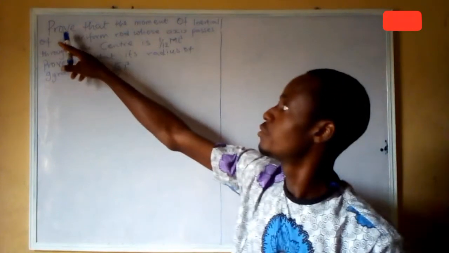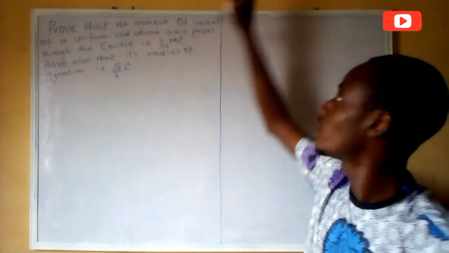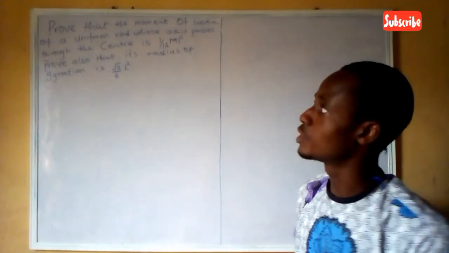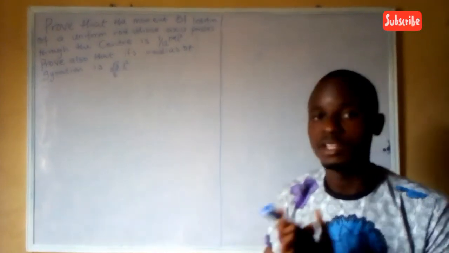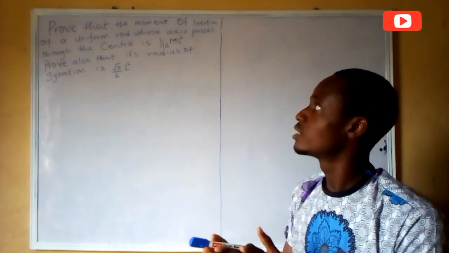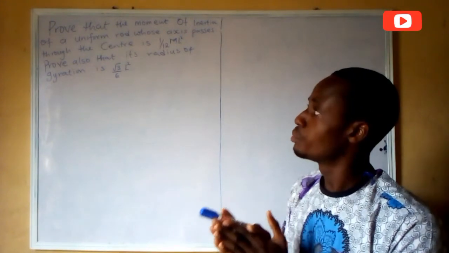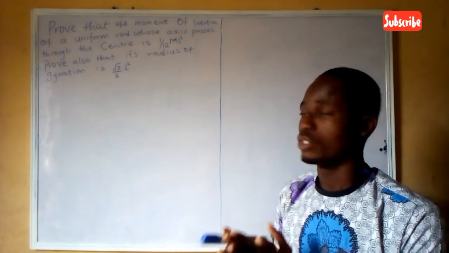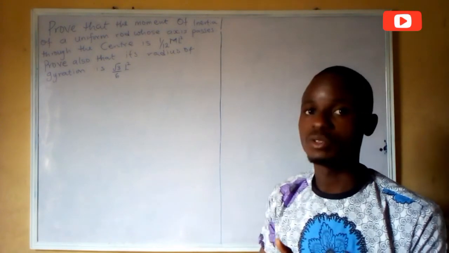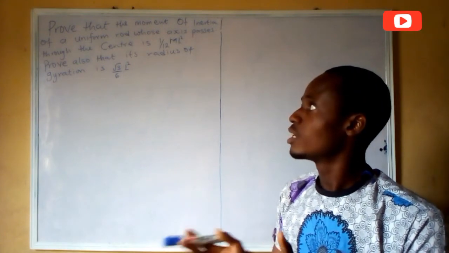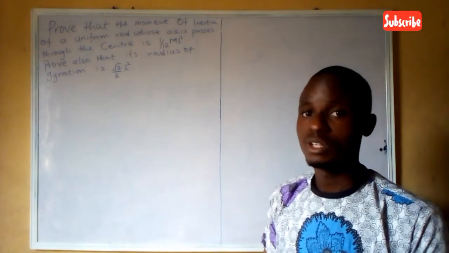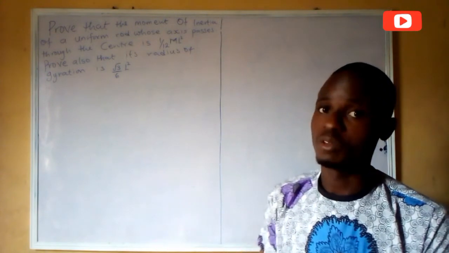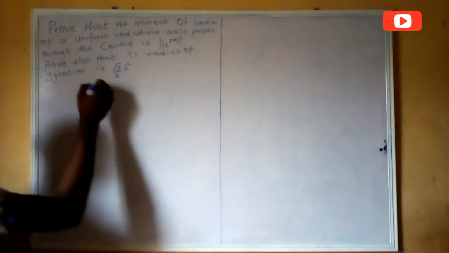Now we've got to prove that the moment of inertia of a uniform rod whose axis of rotation passes through the center is 1/12 ml². Then we are also meant to prove that its radius of gyration is √3/6 L. So how do we prove this? The moment of inertia of a uniform rod of which the axis of rotation passes through the center is 1/12 ml². So let's go.